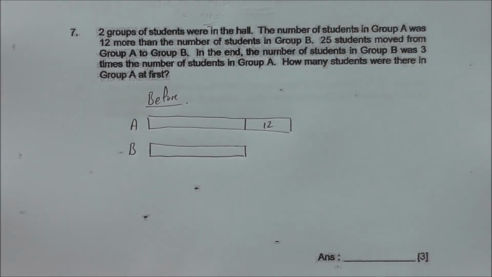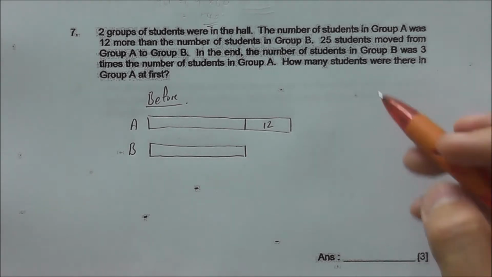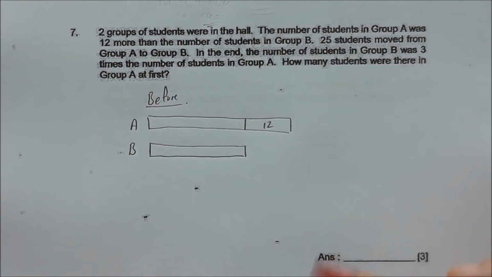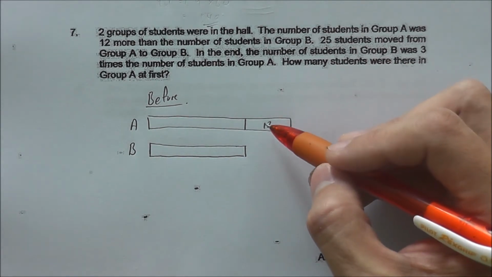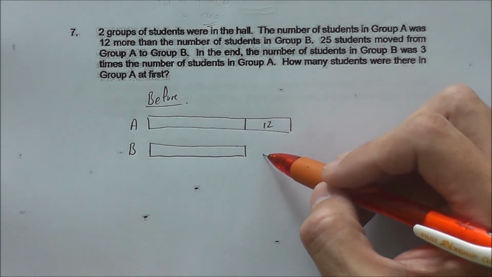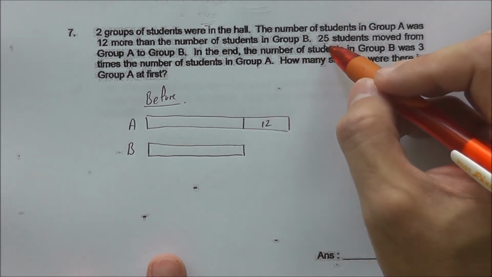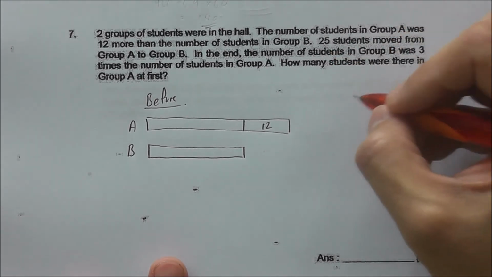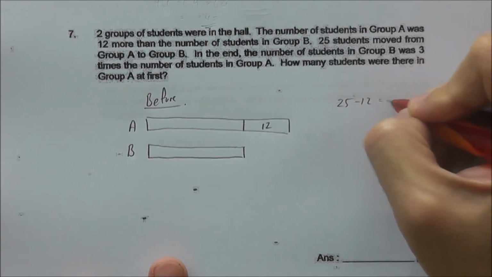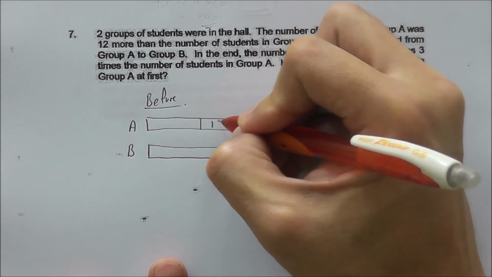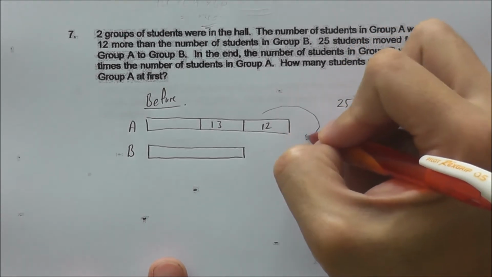Okay, so what happened next is that 25 students from A moved to B. So this 12 will move down, right? When this 12 moves down, you still need another 13 to form 25. So 25 minus 12 equals 13. So you need another 13 here to move down to B.